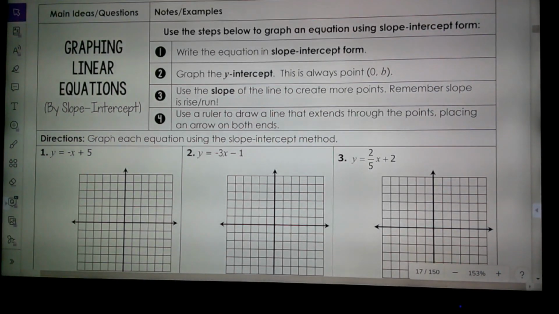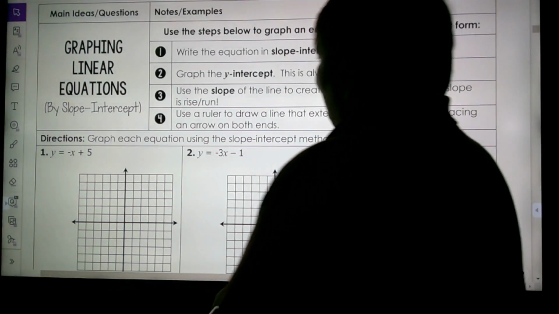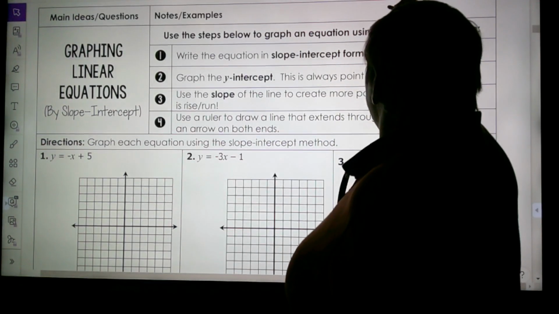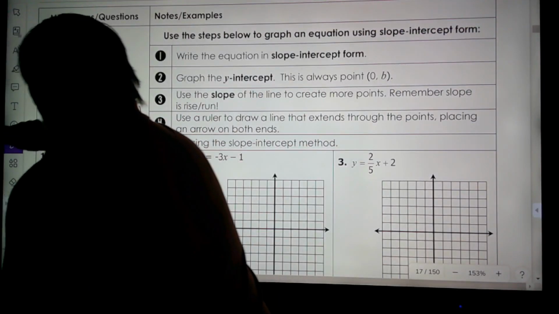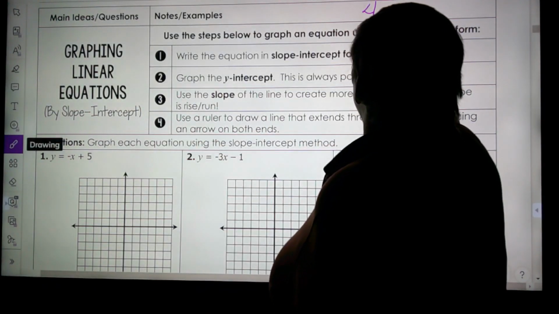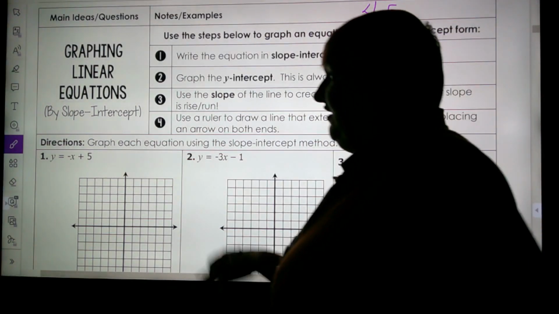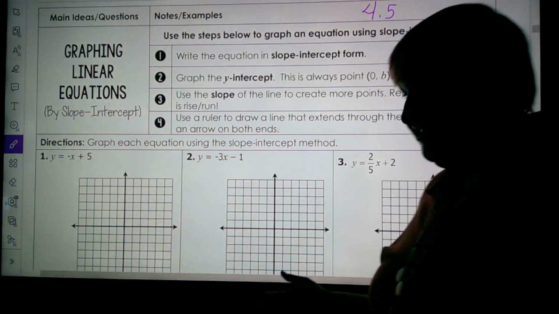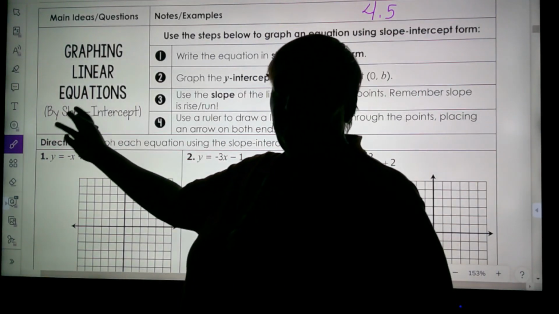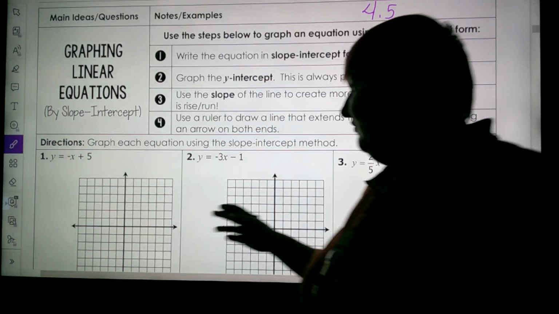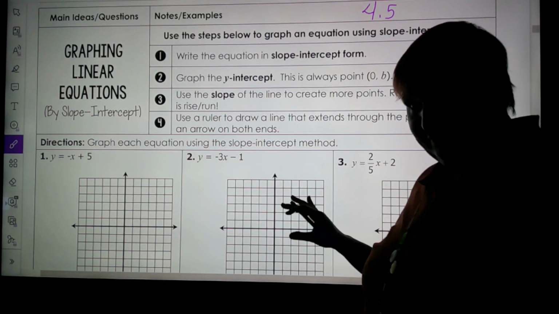Unit 4.5, graphing linear equations. Alright, now that we know what a linear equation is, and we know how to convert it to slope-intercept form, we need to use that information to graph.